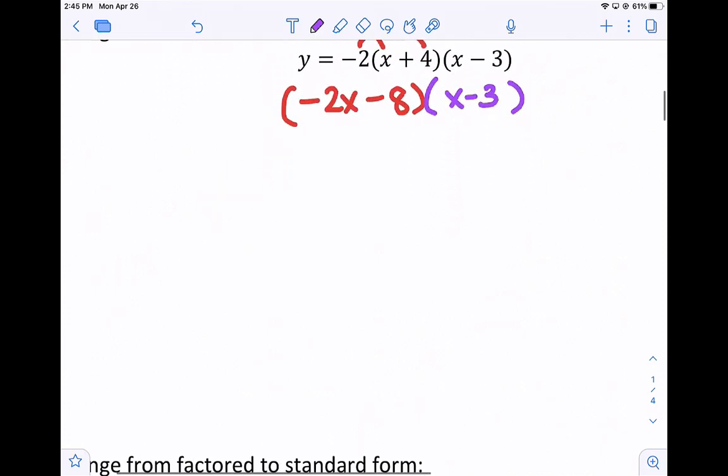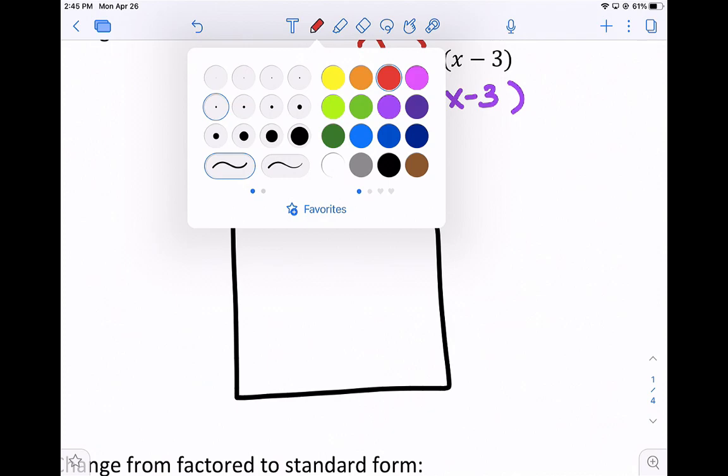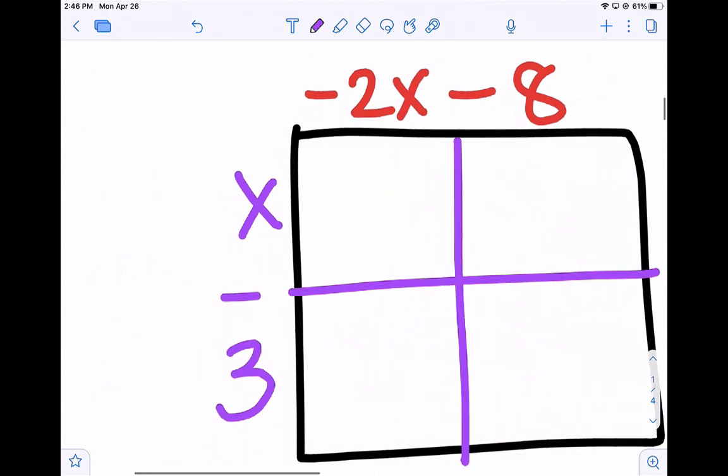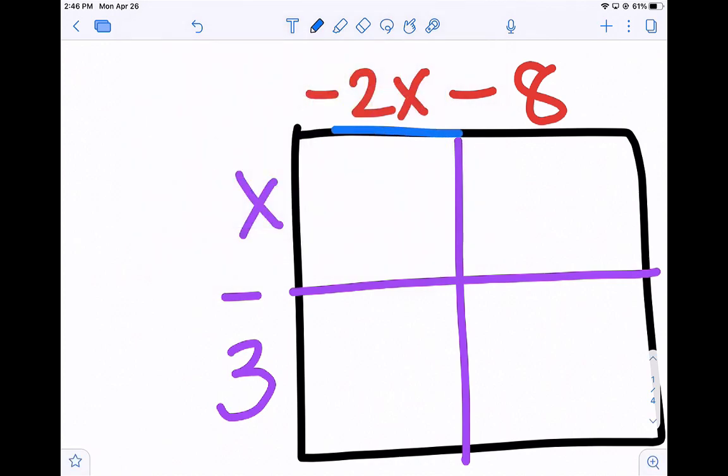And then we take that product and we're going to multiply it by the remaining factor. And to do that, we can use a box to find the area of this. So if I make my box right here, I can write one of these factors on the top and one on the side. So we have negative 2x minus 8. We have our x minus 3. And we can multiply those together. So the first box is negative 2x times x. That would give us negative 2.